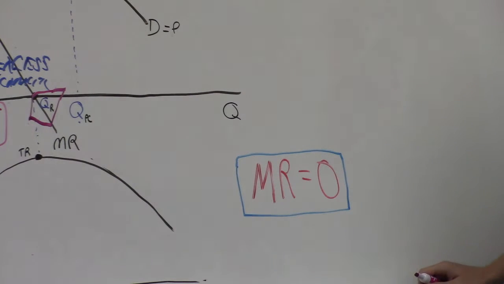Does that mean Mr. Ostick, or does that simply mean when the marginal revenue equals 0? Total revenue is maximized. Yeah. Very good. Next one.